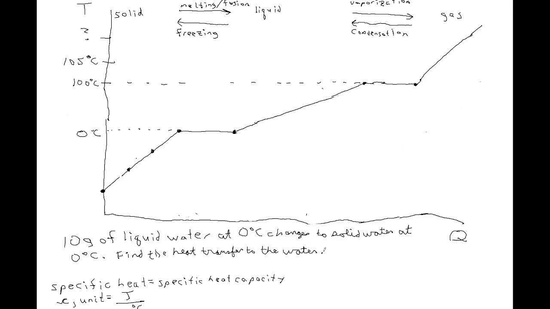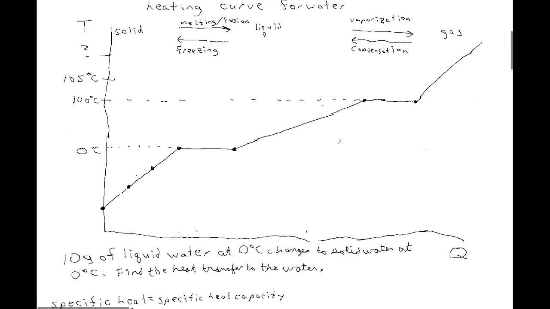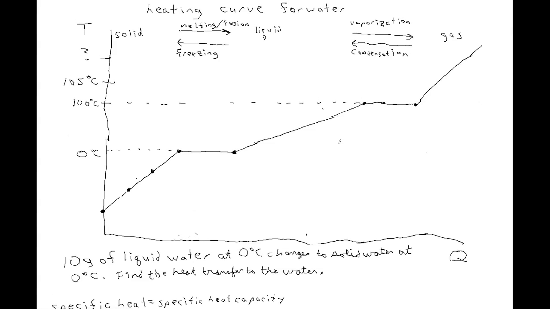Okay, talk me through how you would do this problem. Okay, 10 grams of liquid water at 0 degrees C changes to solid water at 0 degrees C. Find the heat transfer to the water. Well, our initial and final temperature are the same, and they're looking for the heat transfer, so that would still be Q.